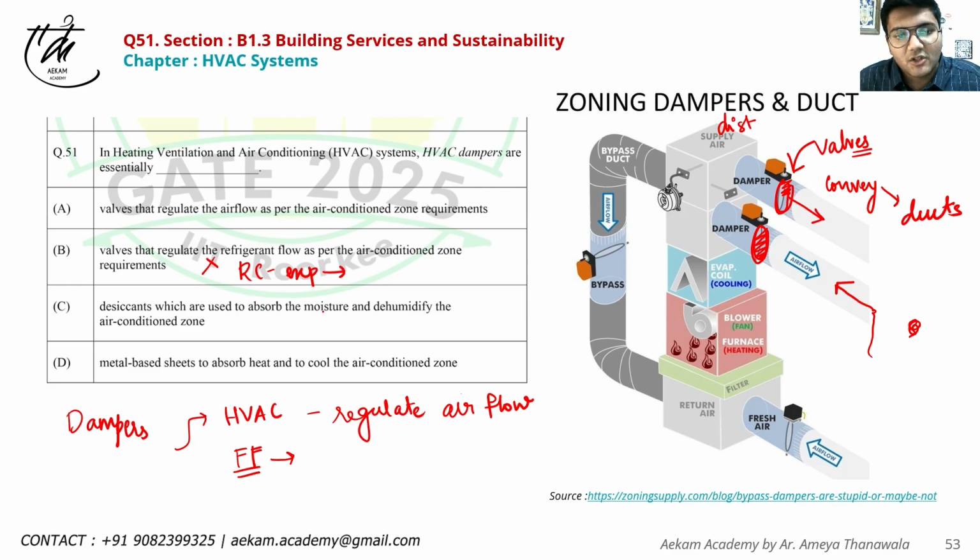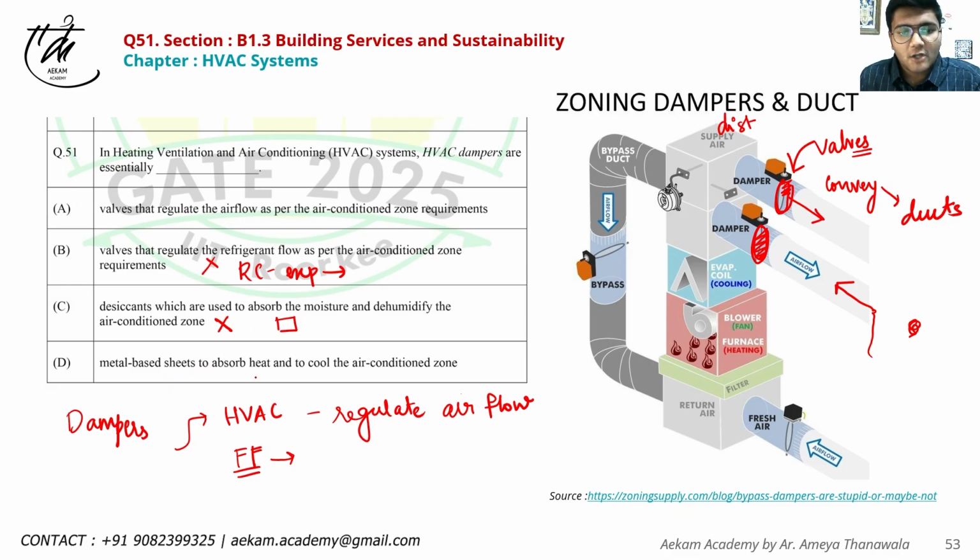Desiccants which are used to absorb the moisture and dehumidify the air conditioned zone. No. Desiccant cooling is another broad type of cooling, in which generally, for example, the most primitive example is your air cooler, how it works in dry areas, and why in humid areas the air cooler does not work. So desiccant cooling is something that you can look into. We also have desiccants in our medicine bottles which absorb the moisture and prevent the medicine from getting stale. So it is these silica packets. This is something you can additionally look into, but it is not related to HVAC dampers.